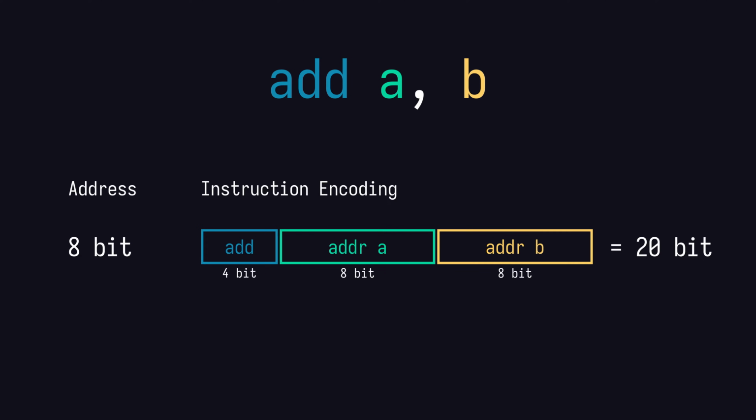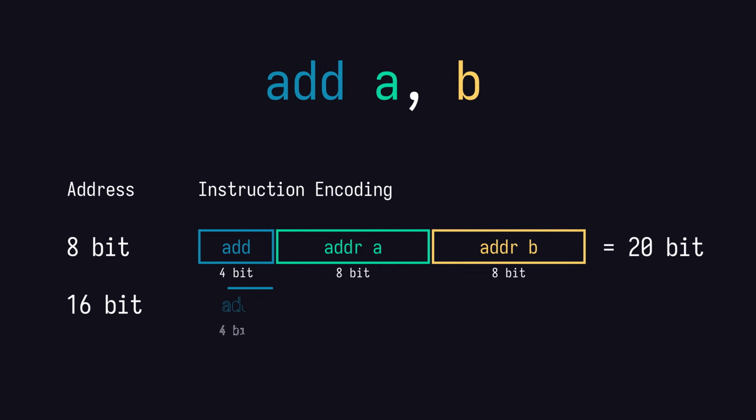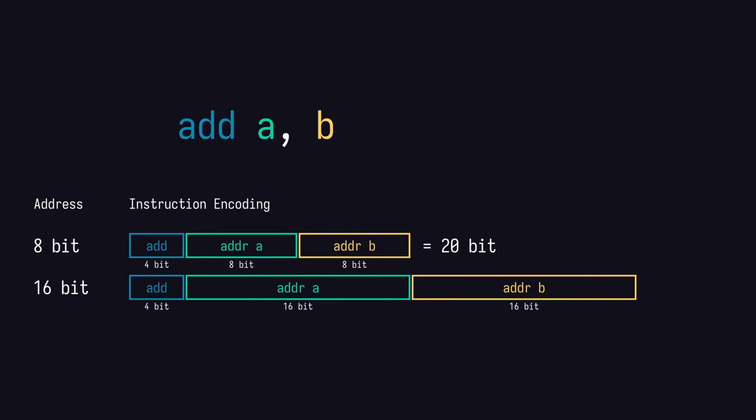That's also the reason why we went for 16-bit addresses for the program counter and the program memory in previous episodes. So with these 16-bit addresses, our add instruction will still have 4 bits to indicate that it is an add, but then it will need 16 bits each for the addresses of a and b. That makes the instruction a total of 36 bits wide already.